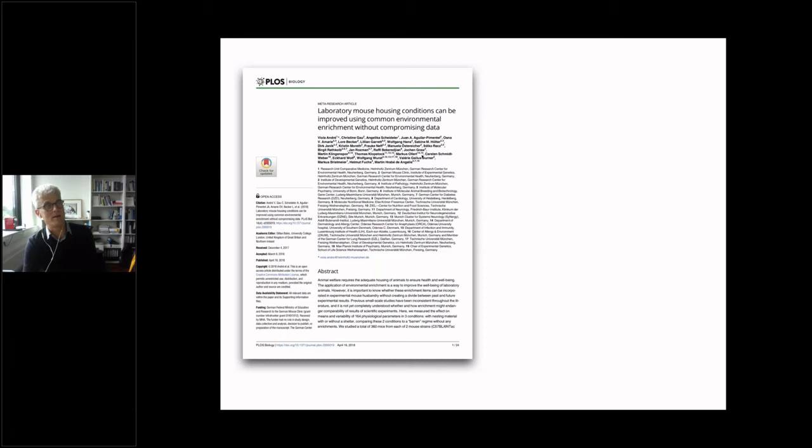But there's also literature which says, well, there is not. This is a paper that came out two years ago, from a large effort done at the German Mouse Clinic in Munich. Pretty big study, and they looked at all the parameters that the German Mouse Clinic offers, and then they come to the conclusion in this paper that environmental enrichment does not affect variability.